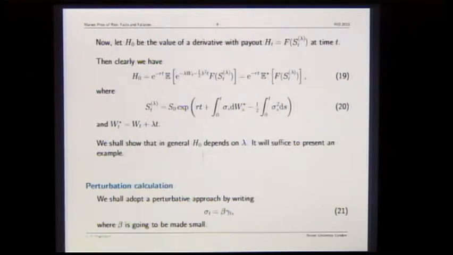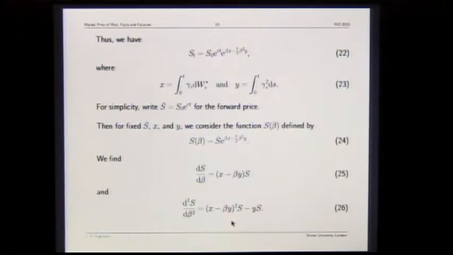And now we want to value the option. So what we'll do is we'll take a perturbative approach. We'll consider the case where the stochastic volatility is of the form beta times gamma, where gamma is an adapted process, and we're going to make beta small eventually. The idea is that if we can look at options that have payoffs that will differ just slightly from the payoff in the absence of volatility, and if we can show that that depends on the market price of risk, then that's sufficient to establish that in general we have this dependence.